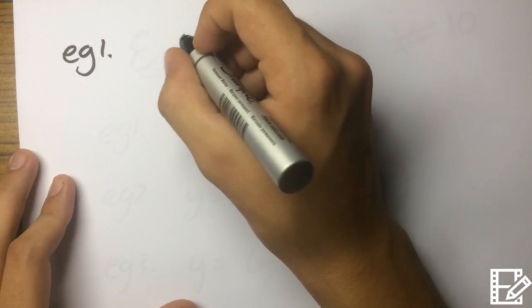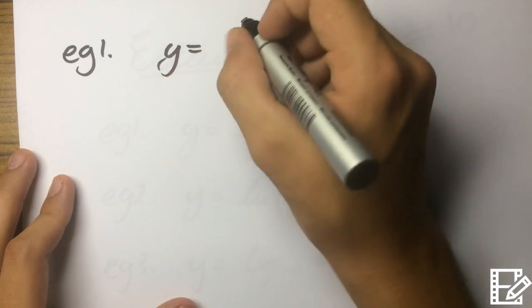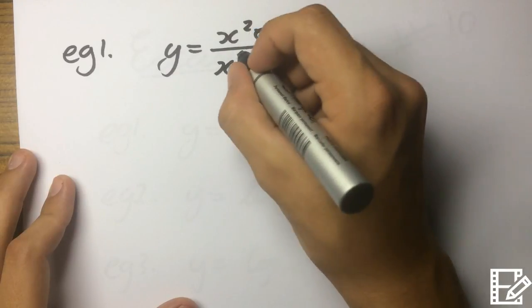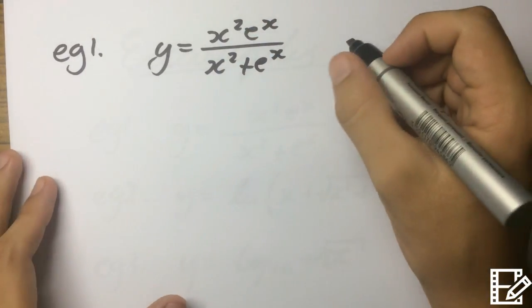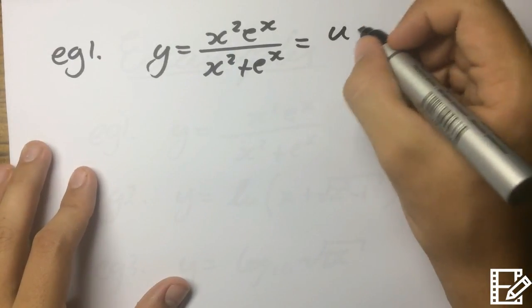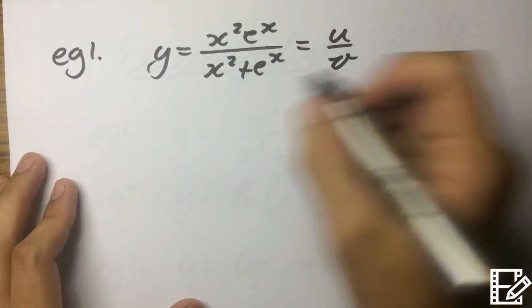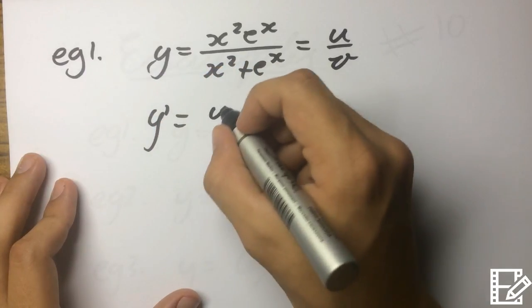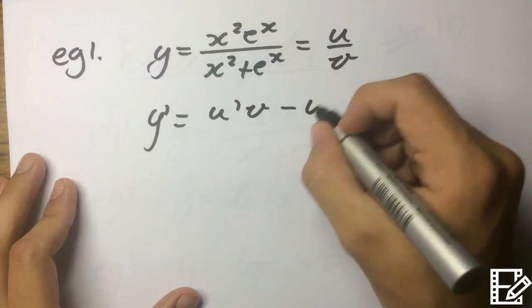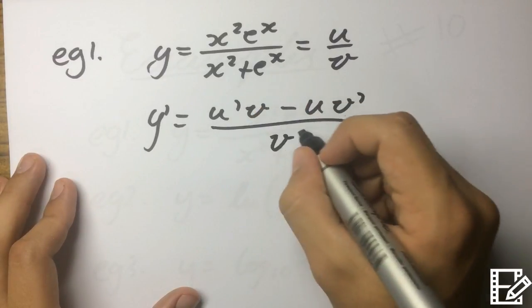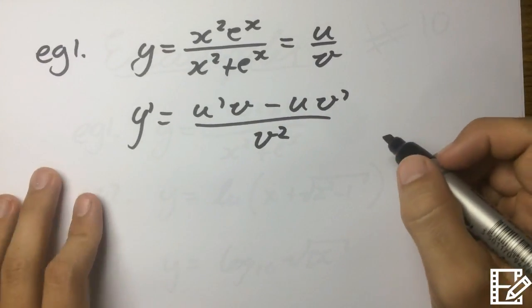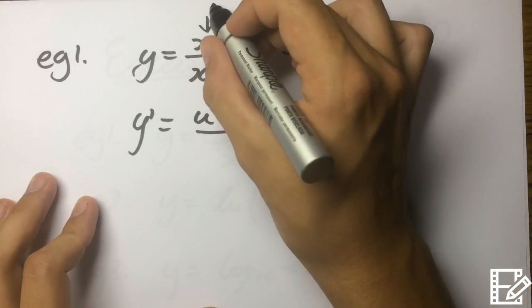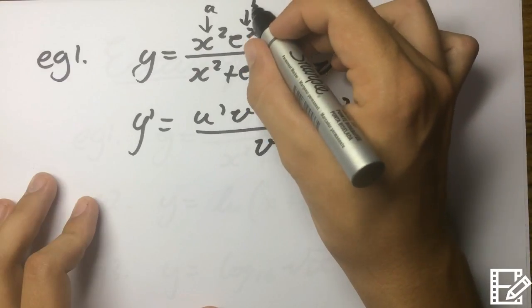First example is y equals x squared multiplied by e to the power of x, over x squared plus e to the power of x. We've got a fraction over a fraction, so we use the quotient rule. Therefore, it's going to be u dash v minus u v dash over v squared. Now keep in mind that u is going to need the product rule to solve, so we're going to have to call this one a and this one b.